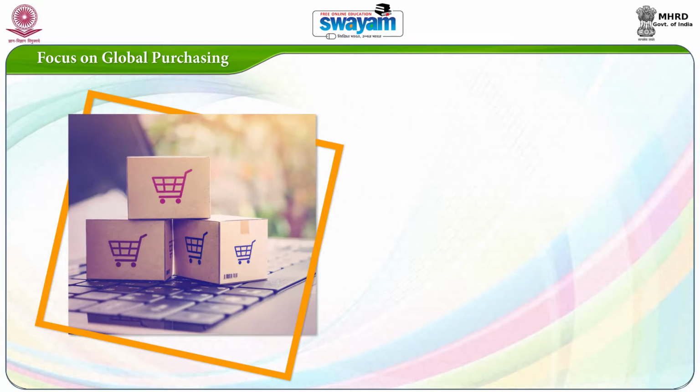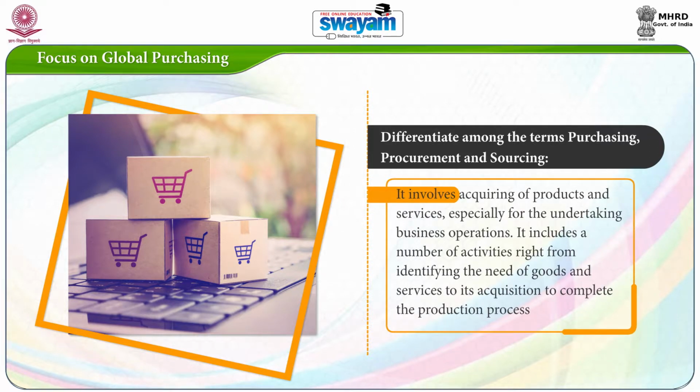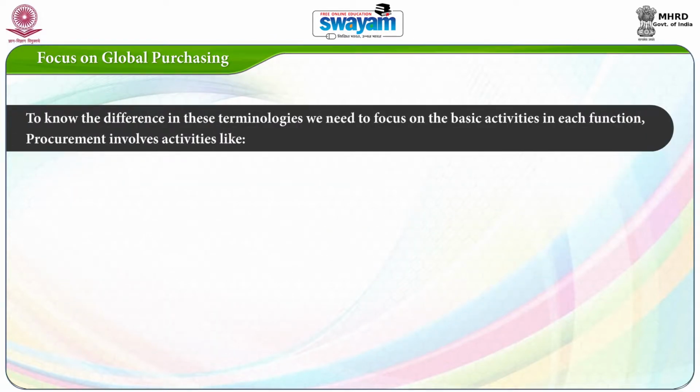So now we will see the next aspect of our learning objective: differentiation among the terminologies of purchasing, procurement and sourcing. Procurement is a managerial function. Procurement involves acquiring products and services, especially for undertaking business operations. It includes a number of activities right from identifying the need of goods and services to their acquisition to complete the production process. To know the difference in these terminologies, we need to focus on the basic activities in each function.